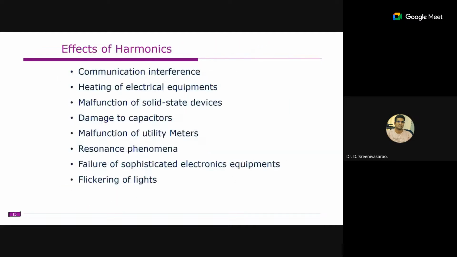Now we talk about harmonics and the effects of harmonics. One is that they interfere with communication lines and electrical equipment, cause malfunction of some solid state devices, and damage the capacitors. The harmonics create resonance with the capacitors, and if the quality factor is very high, the voltage across the capacitor equals the quality factor times the operating voltage. Let us assume you are using an 11 kV system and the quality factor is somewhere around 5. If it is resonant at some particular harmonic, the voltage across the capacitor will be the quality factor times the operating voltage.